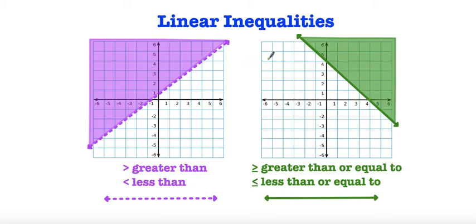So when we do have a linear inequality, if we have a greater than sign or a less than sign, just remember that our line is dashed. And if we have a greater than or equal to sign or a less than or equal to sign, just remember that we have a solid line.